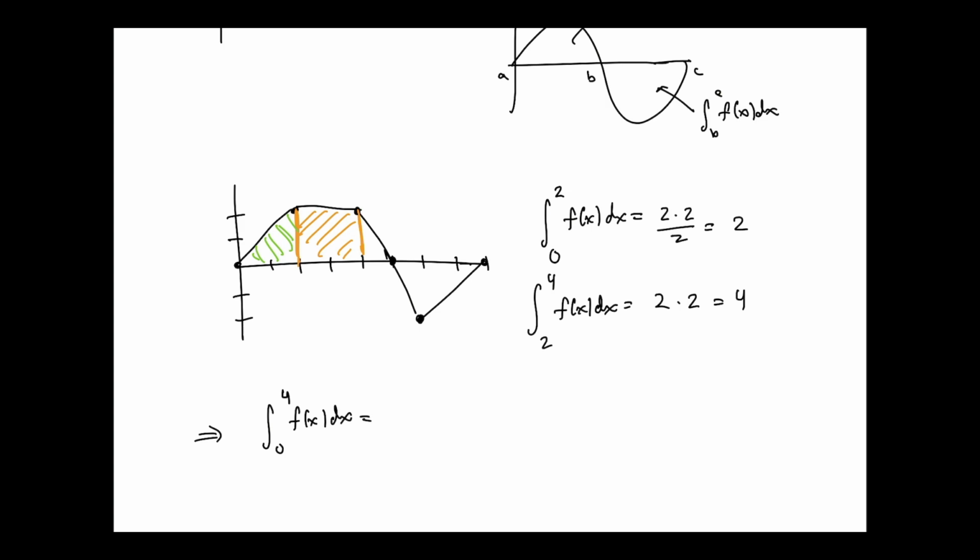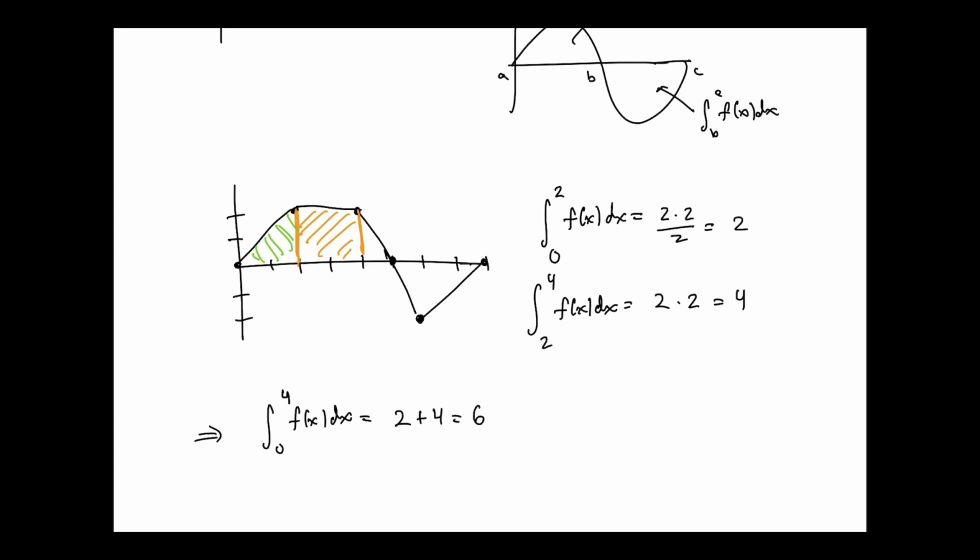It's 6. It's the sum of those two things. Okay, and it makes sense that it should be the sum of those two things because all I did was take an area and carve it up into two pieces, compute the area of each piece independently, and then add up the answers. Right? That should work. Okay, so does that make sense?